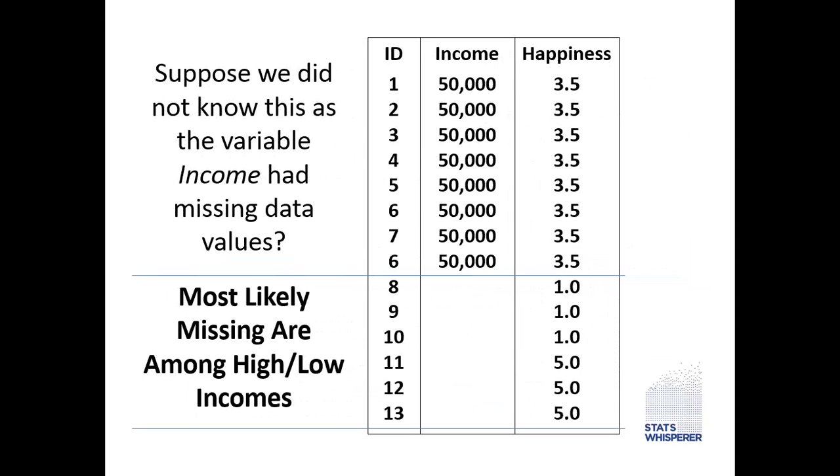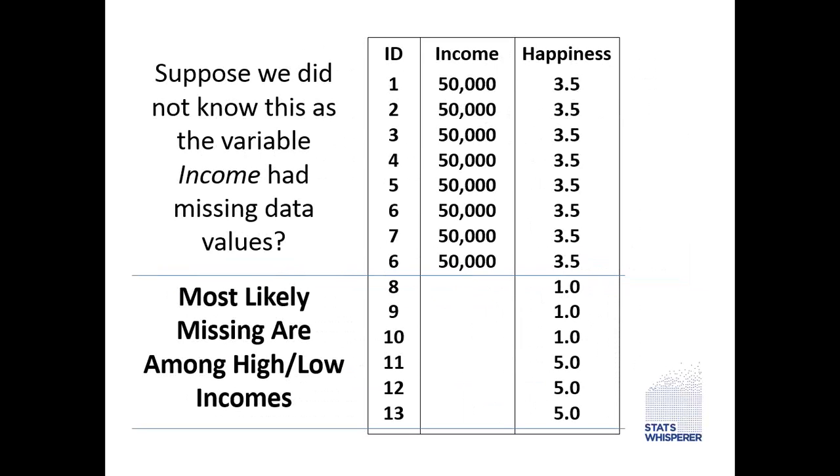So you may have heard this before, but the most likely to be skipped item on a survey is income. People don't like talking about their income, and usually when they don't like to talk about their income, they have a really high income they don't want you to know about, or a really low income they don't want you to know about.